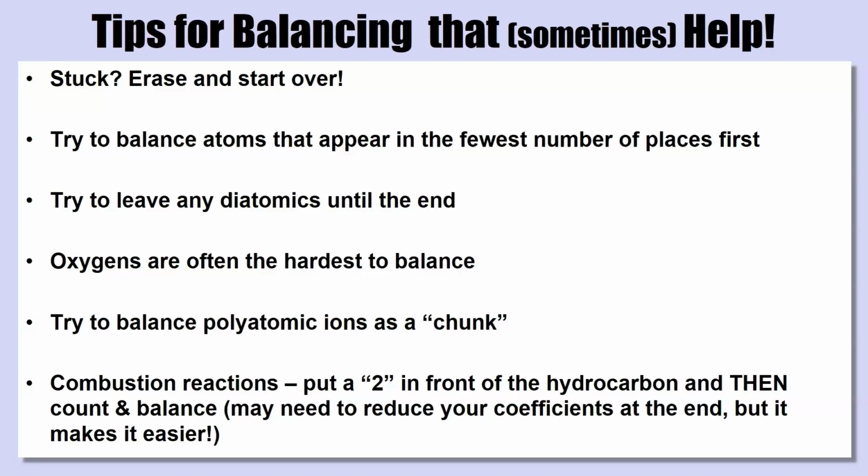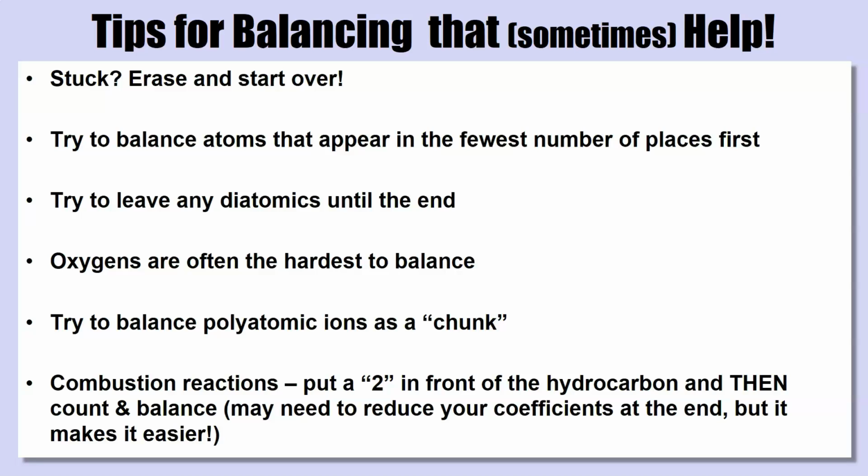Some people like the next tip, some people don't. I think that it makes things go much faster, but you do have to pay a little bit more attention. So sometimes you're going to have polyatomic ions in your formula, and it may be easier to think of them as a chunk that travels around and doesn't get broken apart. And so rather than trying to balance each individual atom inside the polyatomic ion, you can try to balance the entire chunk as one piece. That might make things go a little bit faster.